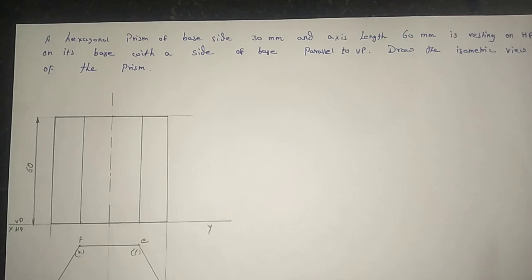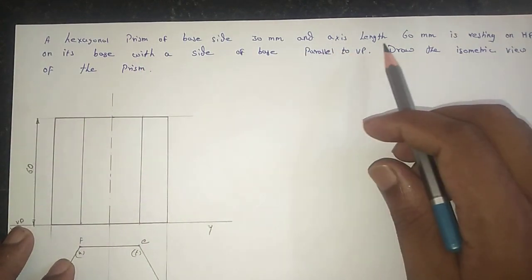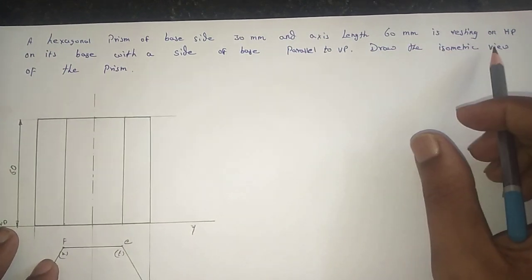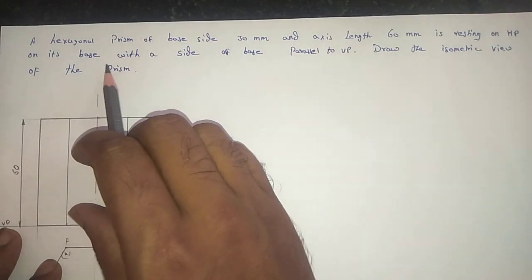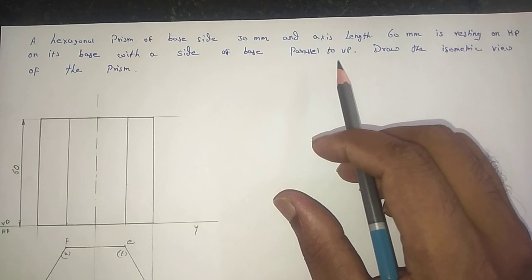In this video I am going to explain one problem from isometric view. The problem is: a hexagonal prism of base side 30 mm and axis length 60 mm is resting on the horizontal plane on its base, with a side of the base parallel to the VP. Draw the isometric view of the prism.